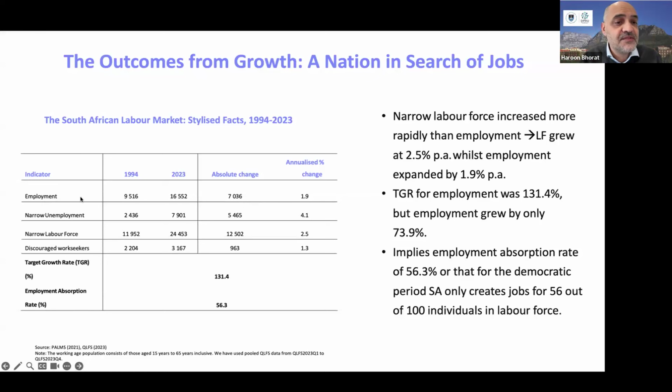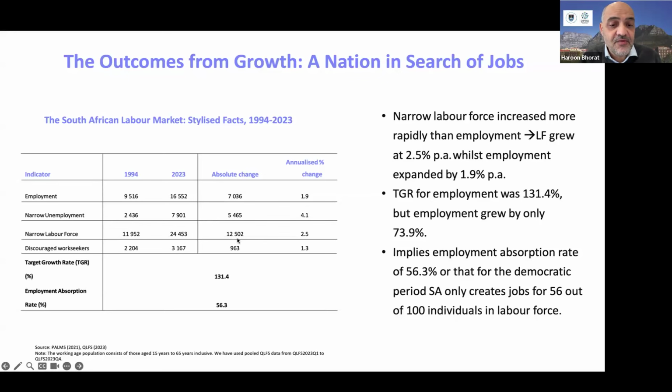So what we see is over the period 94 to 2023, 7 million jobs were generated, right? So you see employment goes from 9.5 to 16.5. Yes, great, 7 million jobs generated since democracy. The problem is the one down here. So if you can see my cursor, it's that number there.